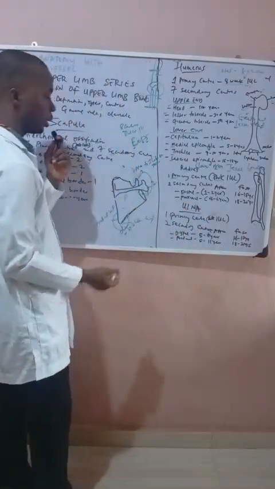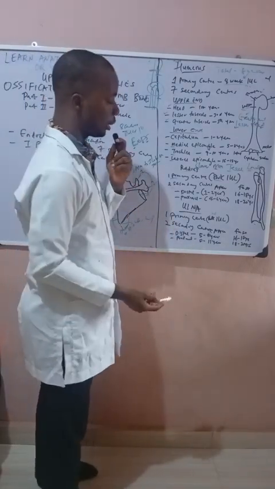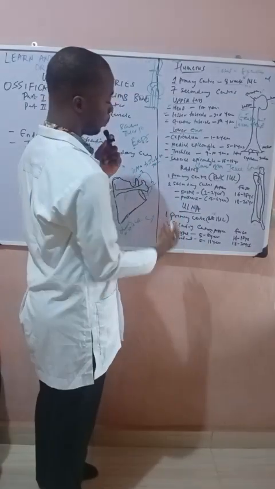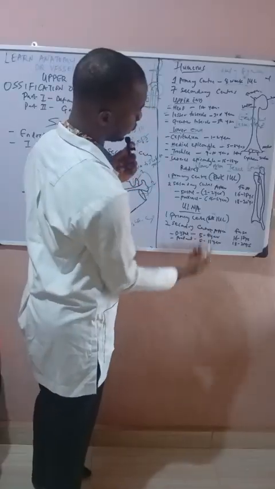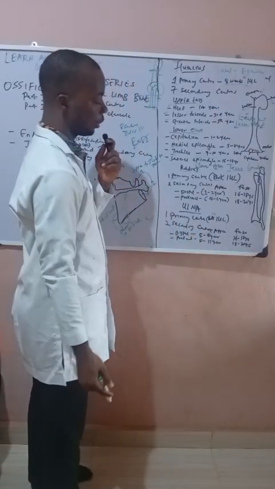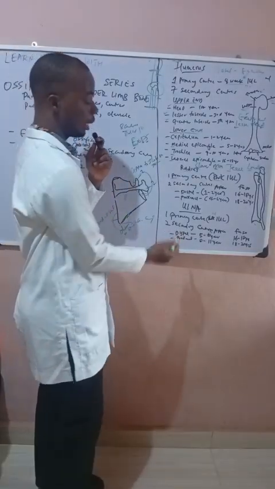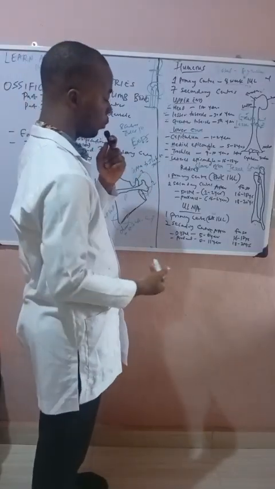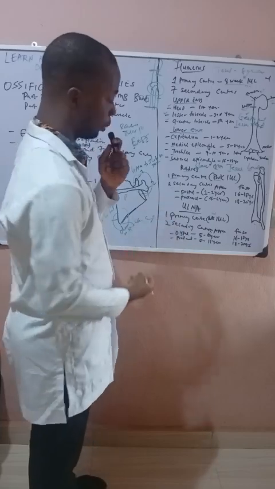For the ulna, the bone has one primary center which appears at 8 weeks of intrauterine life, and two secondary centers which appear at 5 to 6 years of life and 8 to 11 years of life. The distal end of the ulna is the growing end of the ulna, so it appears earlier, while the proximal end of the ulna is the non-growing end, which appears later.